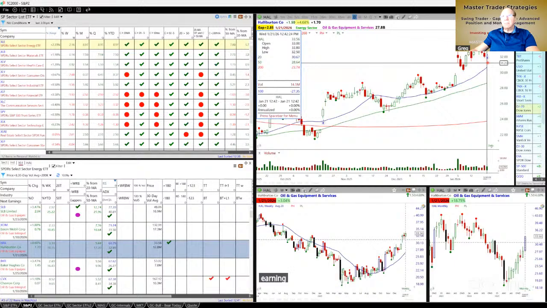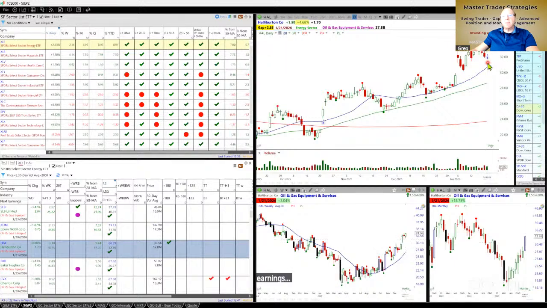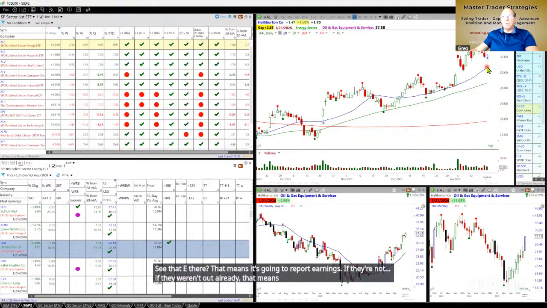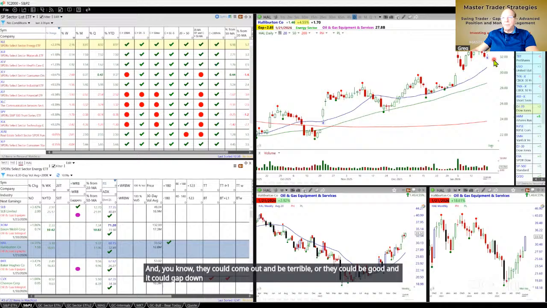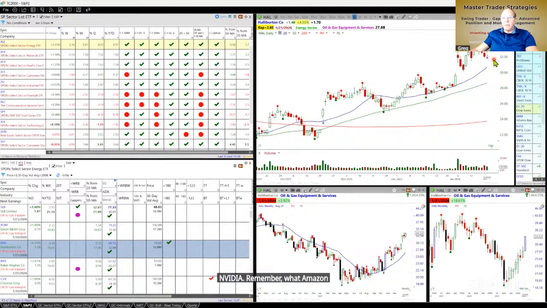Earnings, reported earnings probably tonight after the close. See that E there? That means it's going to report earnings. If they weren't out already, that means it's going to happen after the close. You want to be aware of that. You want to look at this. You want something to tell you when the earnings are coming out so you don't get blindsided. And they could come out and be terrible, or they could be good and it could gap down. Remember NVIDIA. Remember what Amazon did with great earnings when it went up and then it collapsed back down again.